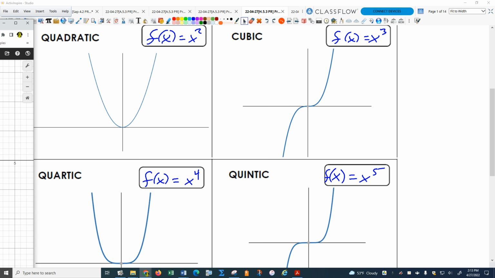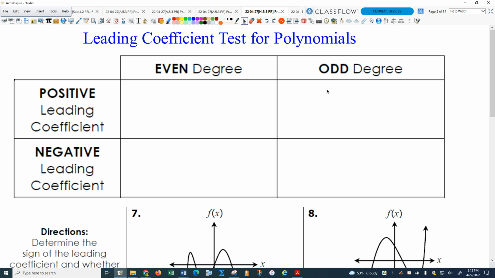So we come up with a really simple recipe for determining what the end behavior of a polynomial is going to be. Very simple. If the leading coefficient is positive and it's an even degree, doesn't that make the end behavior up to the right and up to the left? What happens if I have an even degree with a negative leading coefficient? Well, we just saw that that's going to make the end behavior reverse. So now it's going to be down to the left and the right.